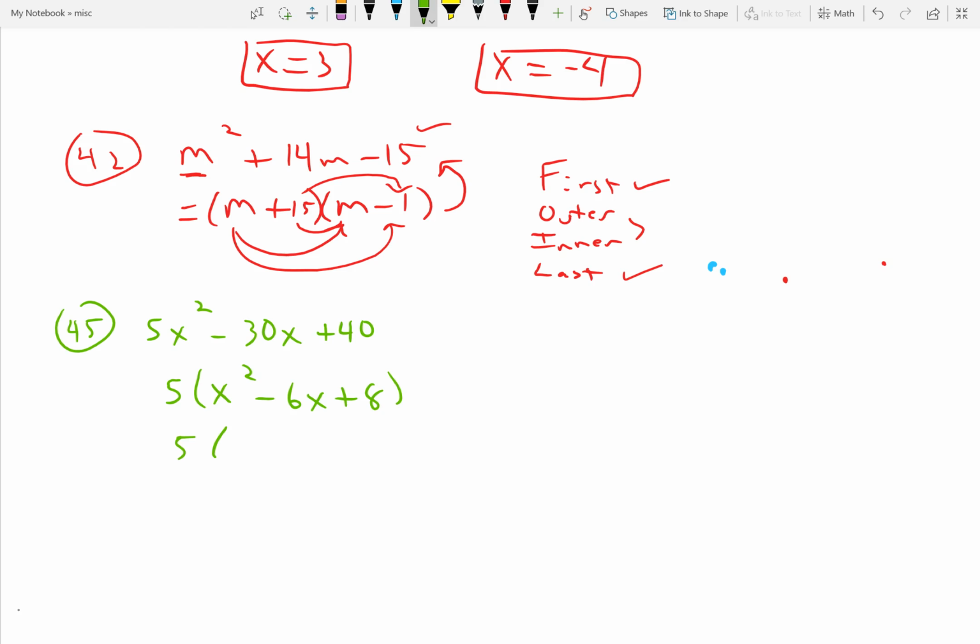Now it's the same as the previous one. To get an x squared, we need an x times x. Since this second operator is a plus, there would be 2 minuses. 8 is 4 times 2. Negative 4x and a negative 2x will give this negative 6x in the middle. X times x gives x squared. Negative 4 times negative 2 is a plus 8.